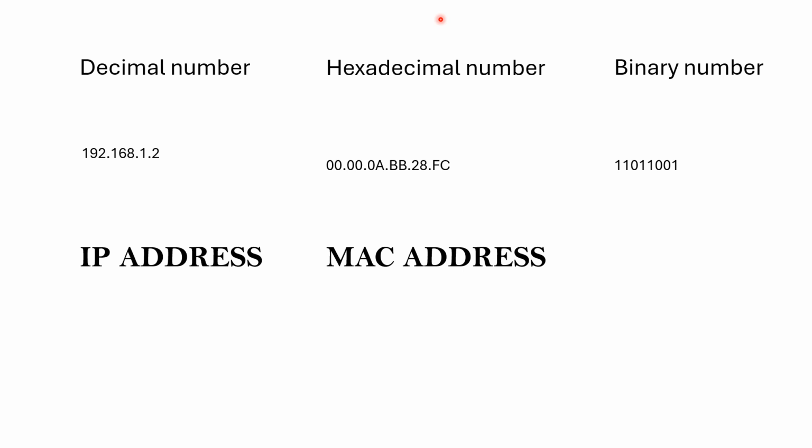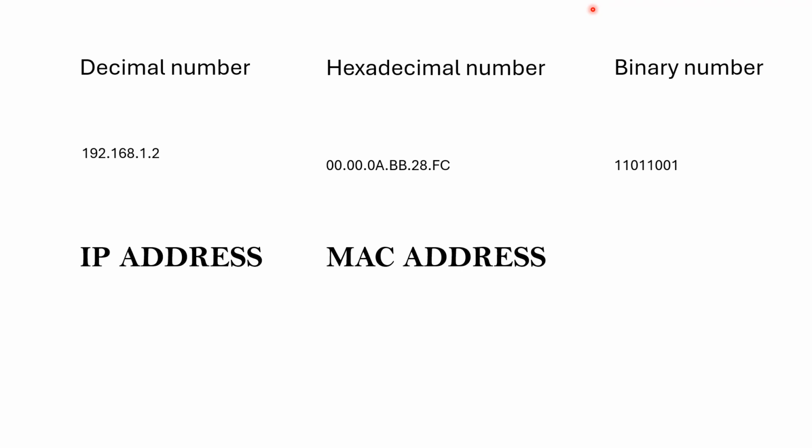Another important number system is called the hexadecimal number system. This is used in MAC addresses, for example, and IPv6. We'll have a look at it later on. Take note of how hexadecimal numbers are written. These are a combination of numbers and letters.